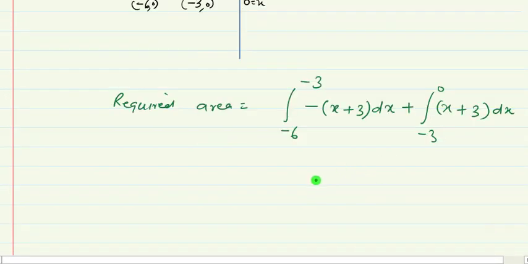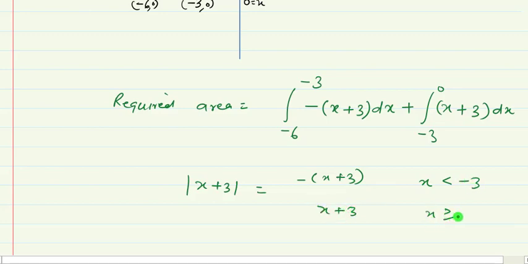Let me write it. We know that modulus x plus 3 is equal to minus x plus 3 when x is less than minus 3, and x plus 3 when x is greater than or equal to minus 3. So clearly when the limit is from minus 6 to minus 3, we are talking about x less than minus 3. Therefore modulus x plus 3 is minus x plus 3, and for the limit minus 3 to 0 we are talking about x greater than or equal to minus 3. So therefore modulus x plus 3 is plus x plus 3.